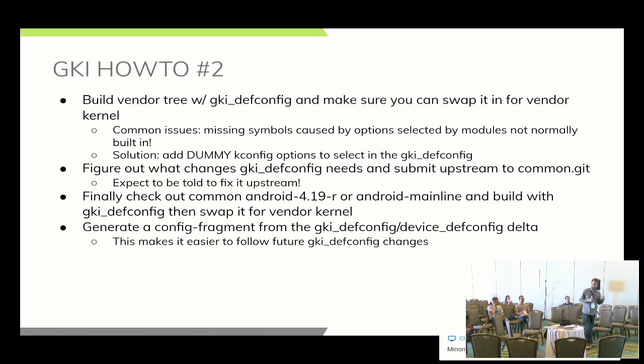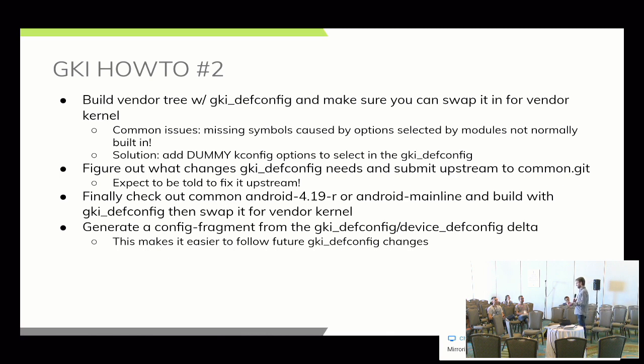The next step is to go through and take the vendor tree that you have that was working with modules and just build the GKI def config and try to swap that in for that vendor kernel that you were using in the previous step. This won't work right off. You're going to run into a lot of issues. Usually, as the modules load, they'll be missing symbols.